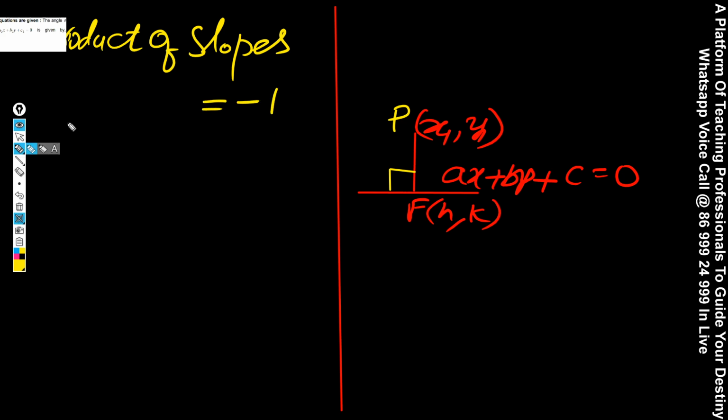Very good. Now, tell me the slope of this line AX plus BY plus C equal to 0. The slope is minus A by B, into the slope of PF. The slope of PF is Y2 minus Y1 by X2 minus X1.